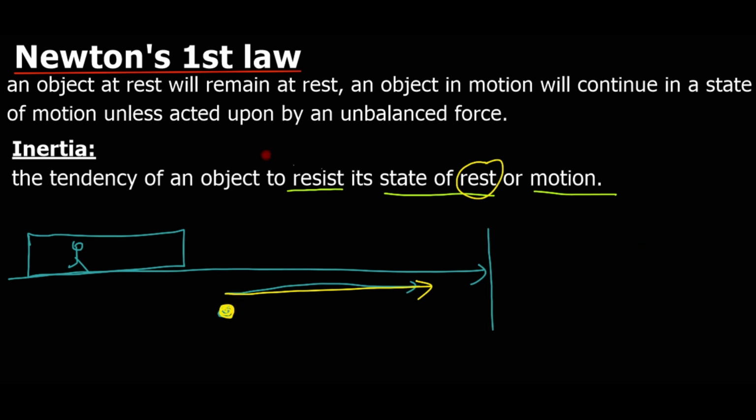I apply this Newton's first law. An object at rest will remain at rest. An object in motion will continue in a state of motion. This is because you were already in motion, and because this car stopped, you must continue in a state of motion before you stop, because now the force is applied. So note this part here: inertia is the tendency of an object to resist its state of rest or motion.